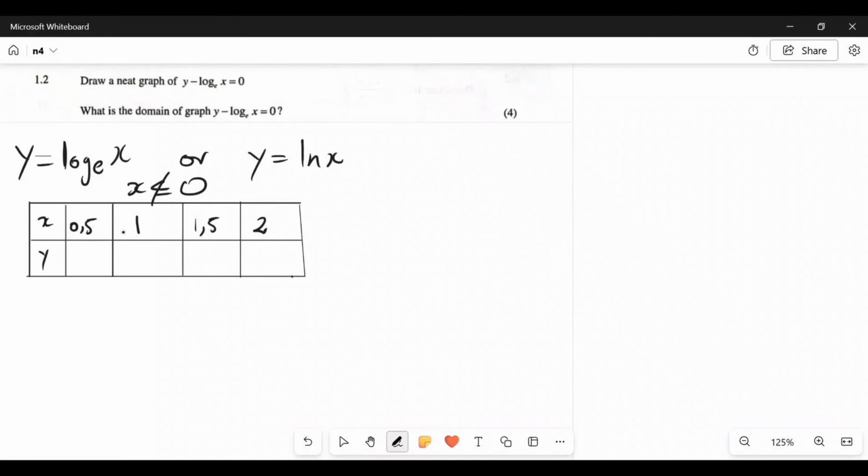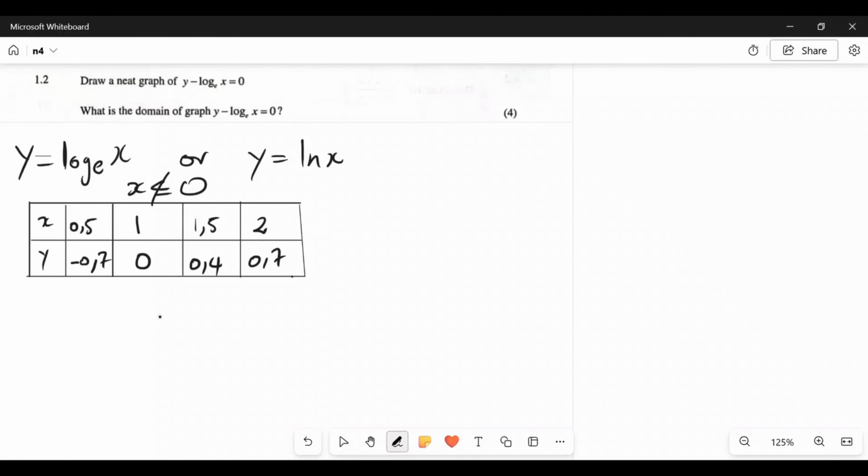If we insert 0.5, the answer I'm getting from my calculator is negative 0.7. When I insert 1, you will get 0. If we insert 1.5, the answer is 0.4. And the last one, if we insert 2, we're going to get positive 0.7. These are enough for us to draw our log graph.